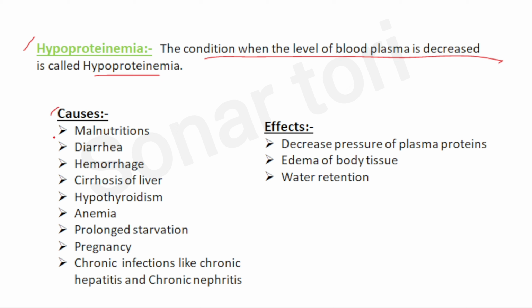Then there are some causes of hypoproteinemia. First, malnutrition, diarrhea, hemorrhage, cirrhosis of liver, hypothyroidism, anemia, prolonged starvation, pregnancy. So at the time of pregnancy, protein level can be decreased. Chronic infections like chronic hepatitis and chronic nephritis. Then the effects of hypoproteinemia: decreased pressure of plasma protein, edema of body tissue, water retention.